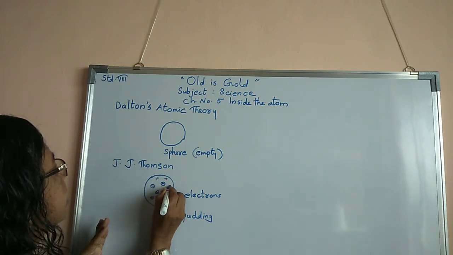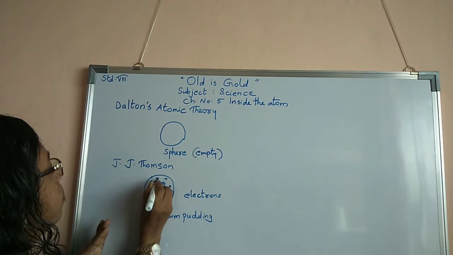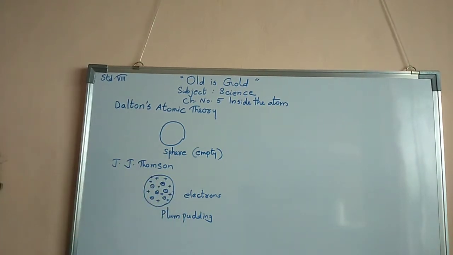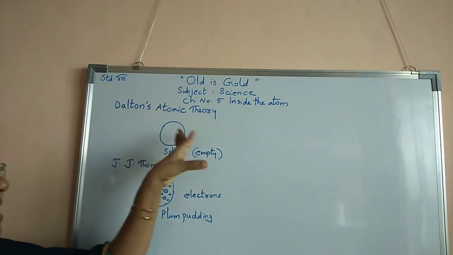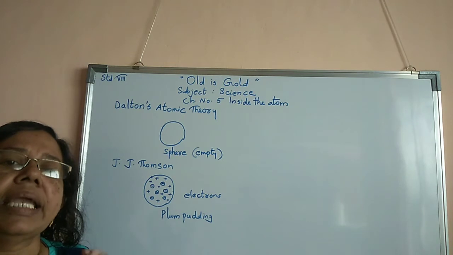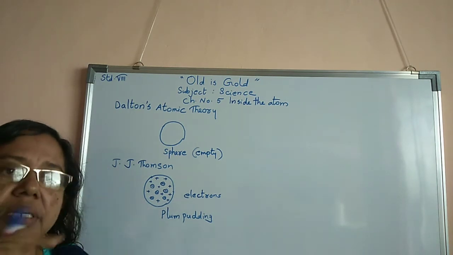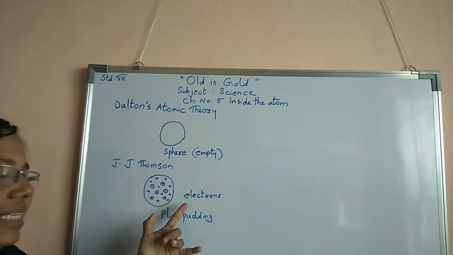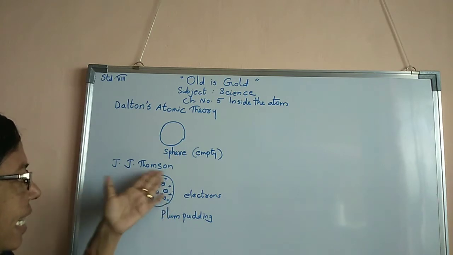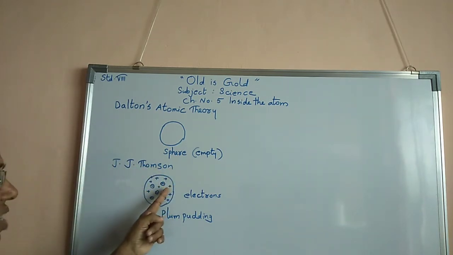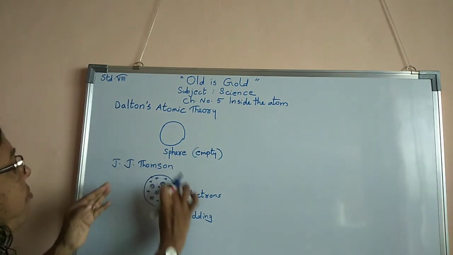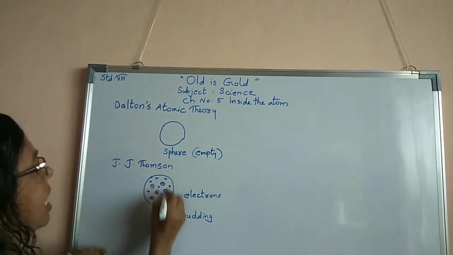The remaining places have positively charged particles distributed throughout this plum pudding structure. So J.J. Thomson said that the atom is like a plum pudding, a round structure, not just a plain ball. Just as inside a plum pudding we put raisins, similarly inside the atom electrons, negatively charged particles, are embedded, and the remaining part, everywhere, is full of positively charged particles.